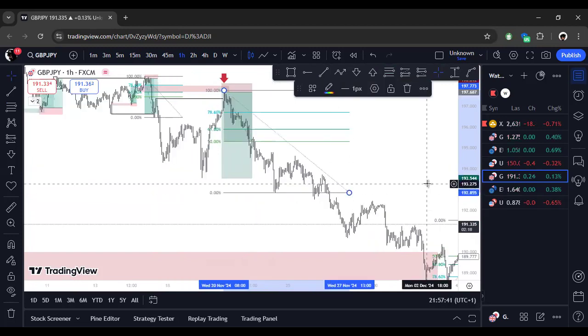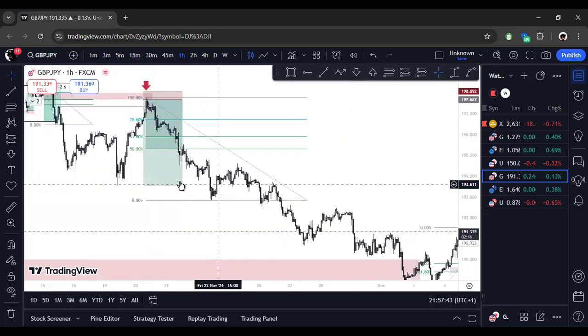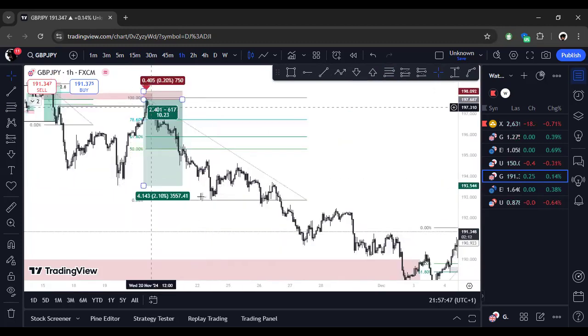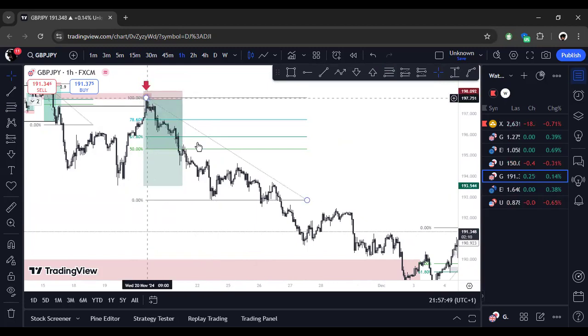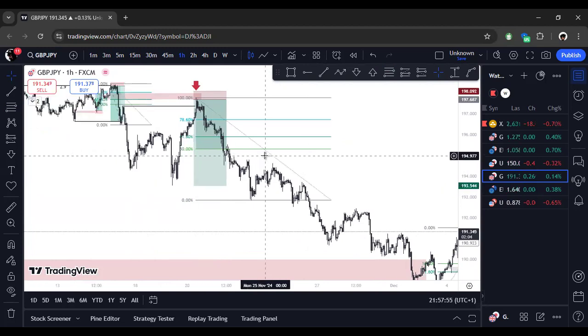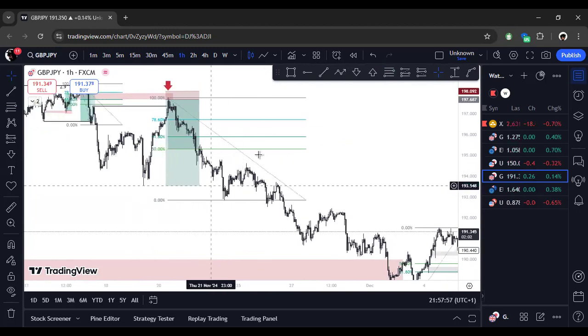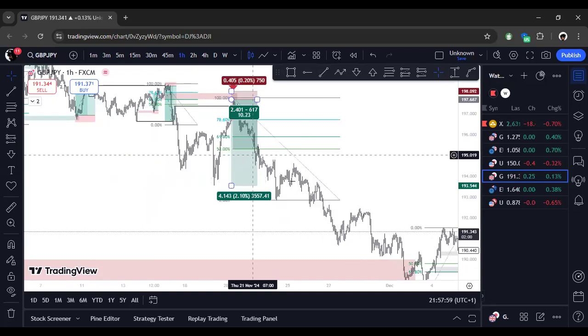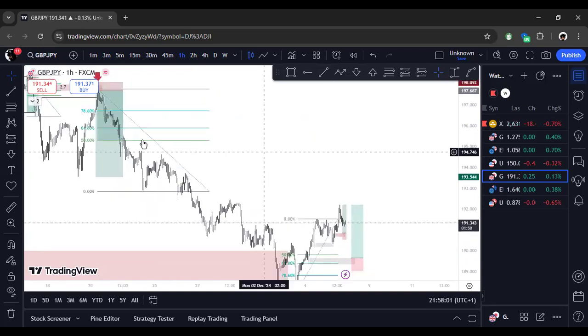Okay, so the high that caused the break of structure to the downside is this high. Now the low after that was this low, and the retracement that happened was here. So now we can say that price will probably come back to retrace properly into a zone up here.